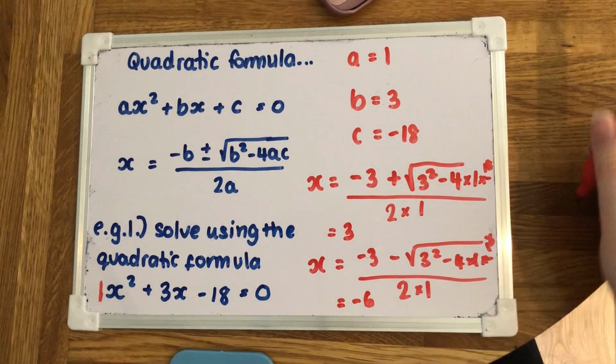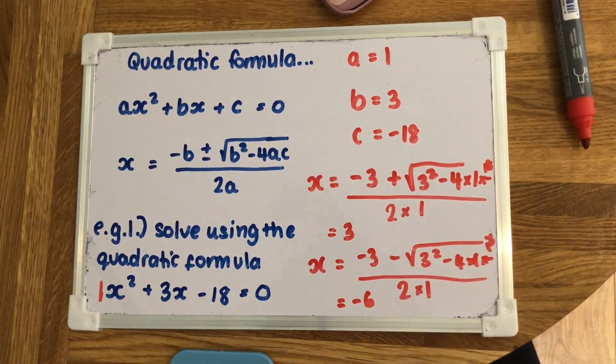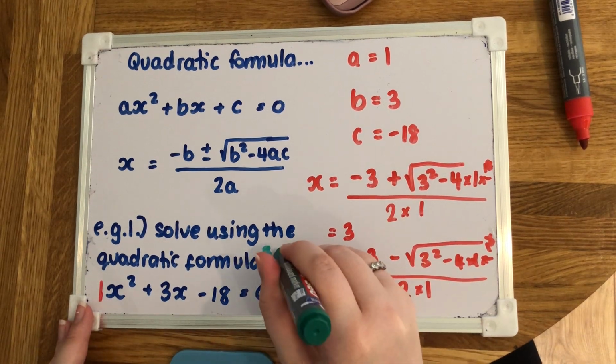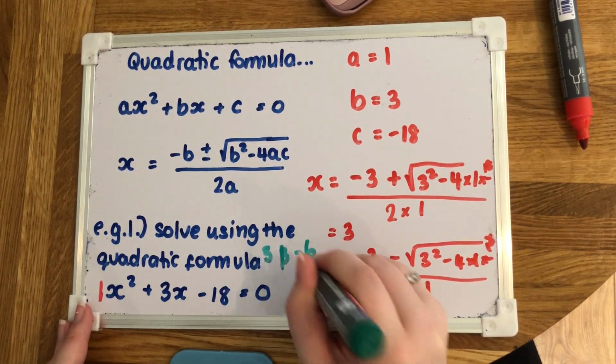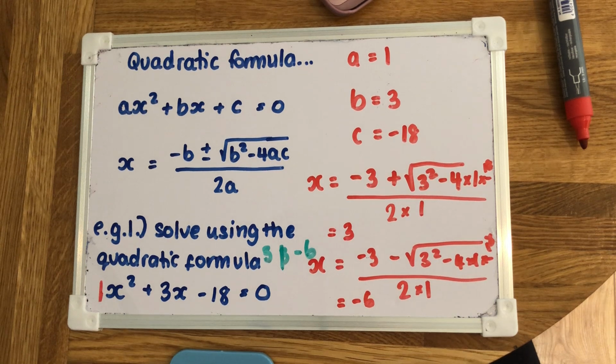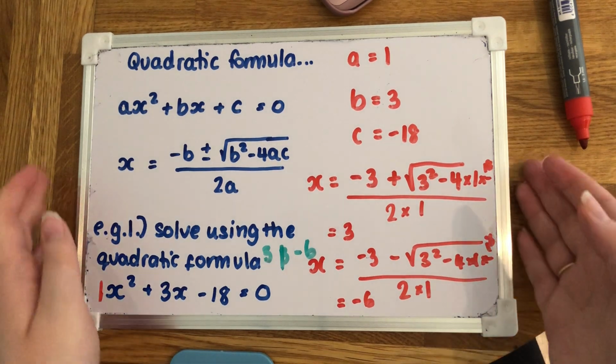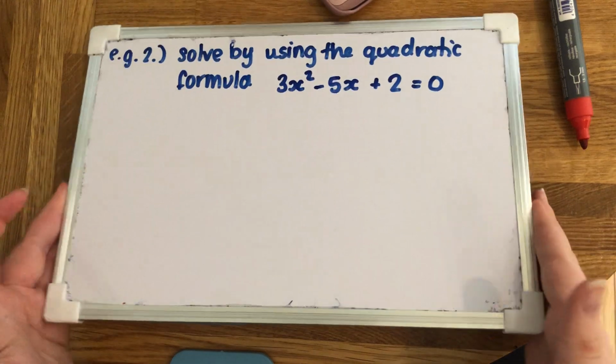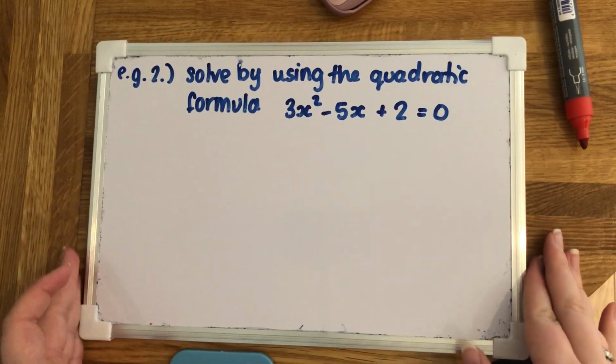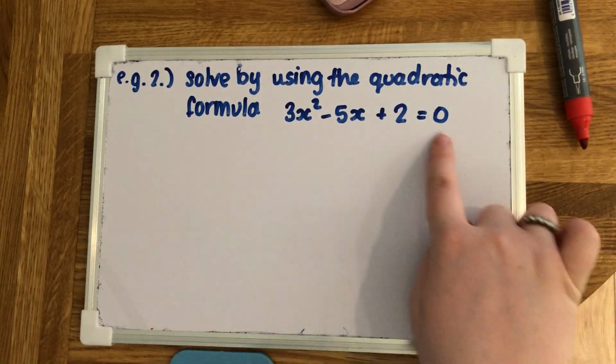Okay, so the answers to this question are 3 and negative 6. Okay, so it's all calculator based, which is quite nice, but sometimes a bit fiddly. Okay, so we're going to do another one. It's going to be a little bit harder. Okay, so again, we're given this quadratic.